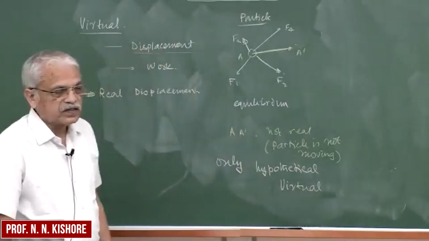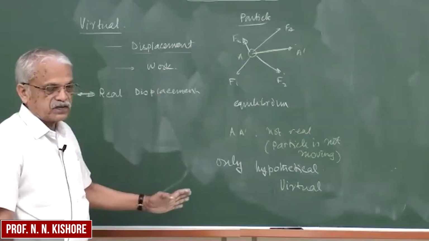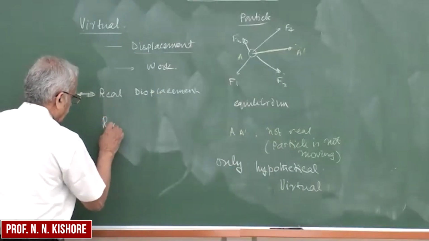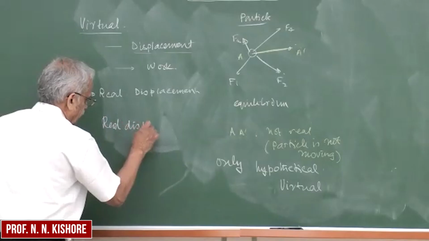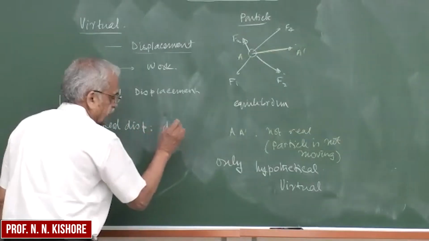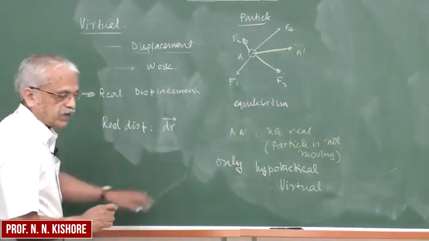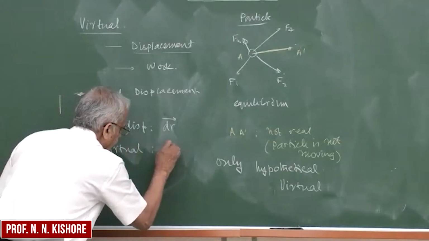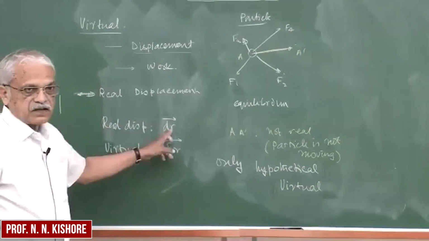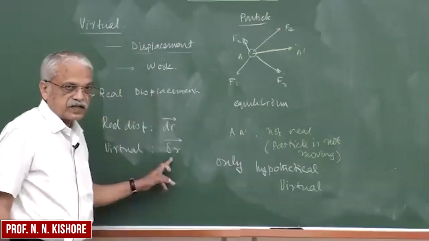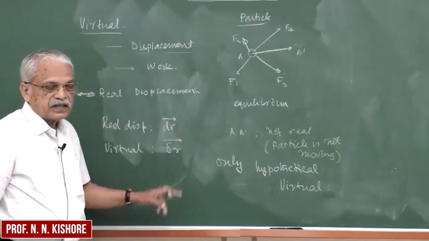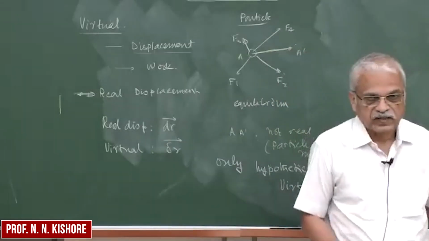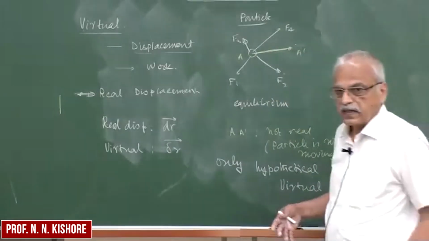To distinguish between the actual displacements and the virtual displacements, the real displacement we usually put as dr, and the virtual displacement as delta r. Wherever you see this delta symbol, we call it virtual, and if the displacement is actually taking place, we call it dr.